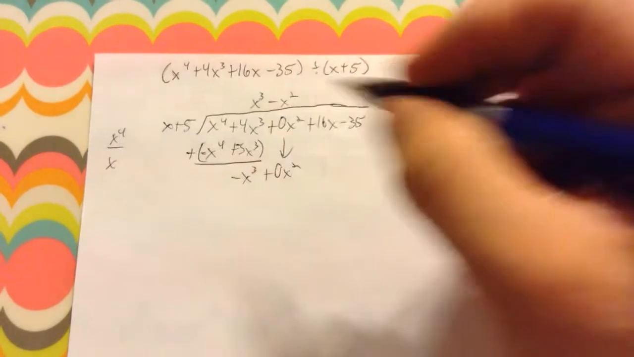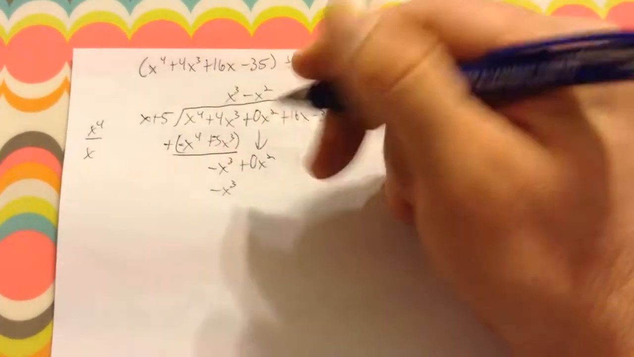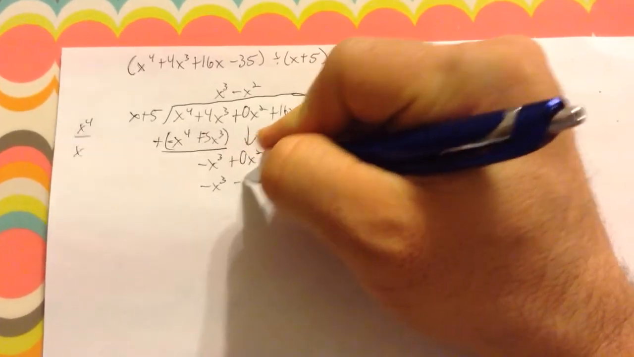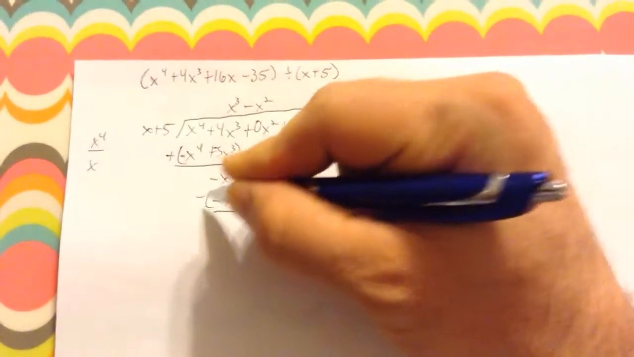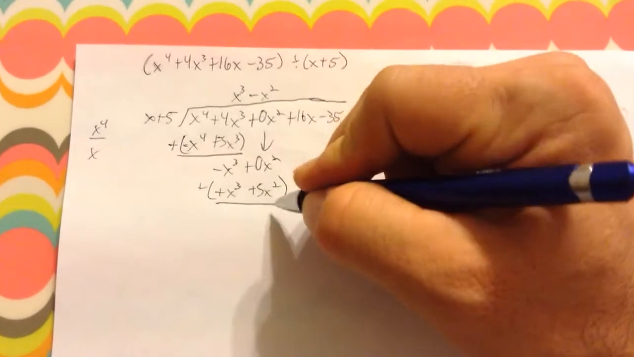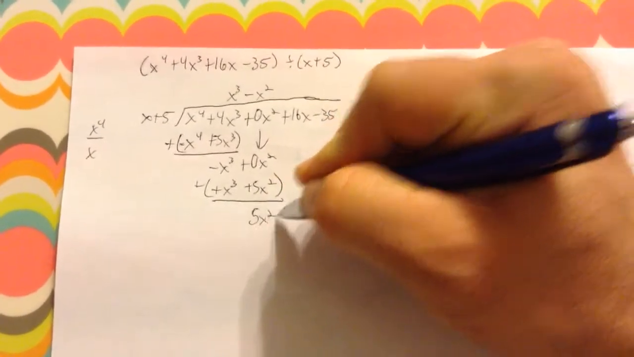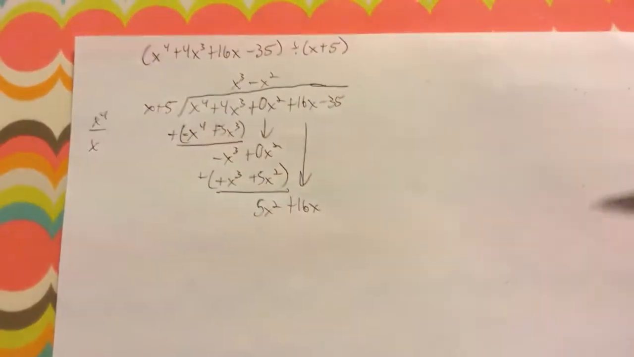Negative divided by positive. Then you have negative x squared times x. You get negative x cubed. Negative x squared times 5 is negative 5x squared. Then you're going to subtract again, but remember to distribute your negative to make both of them positive. This one always cancels out. If it doesn't, you're doing it wrong. Then you got 5x squared. Bring down the 16x. Do it again.